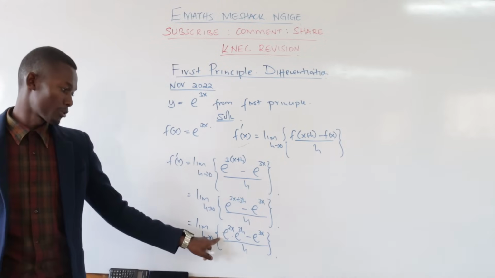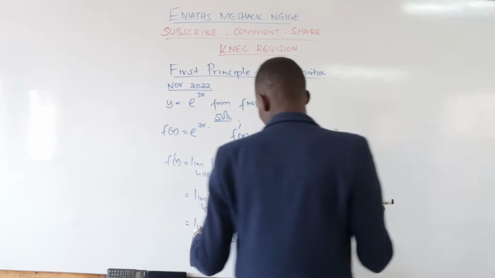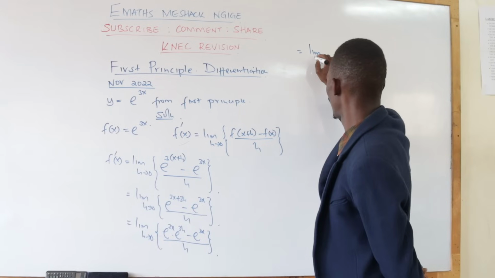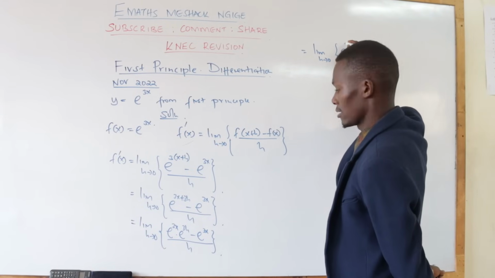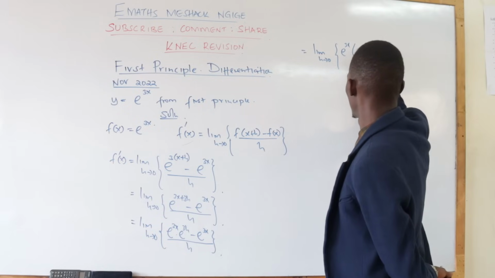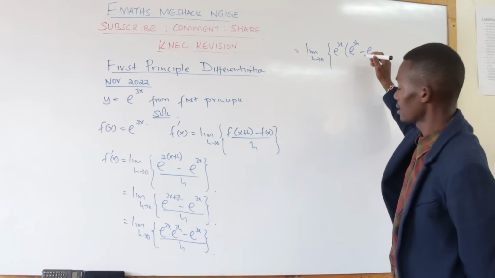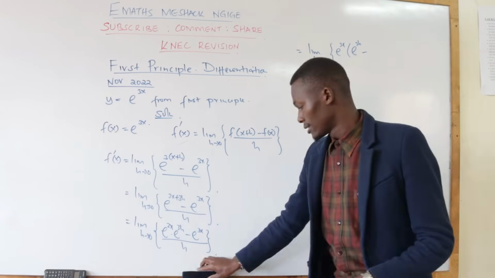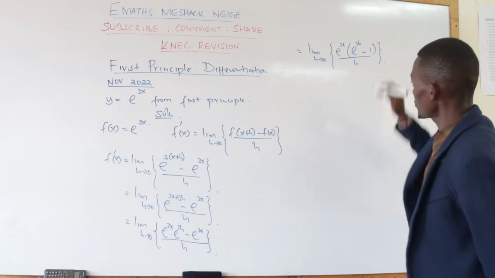So you can see we have an exponential raised to power 3x, so we can factor it out. So we have the limit as h tends to 0. Then you can say this one is e^(3x), which is common, so we put it outside the bracket. So what do you remain with? You remain with the exponential raised to power 3h, then minus 1. Do not write e, because that is what you have removed outside. So you remain with 1 here. Then divide by h.